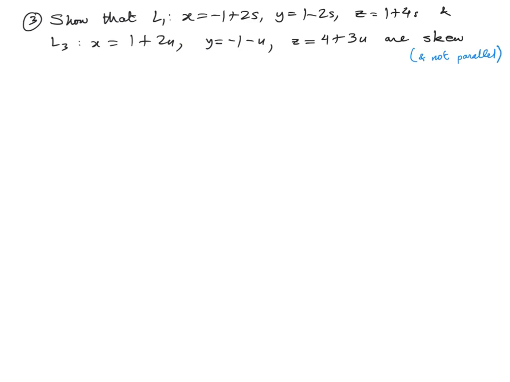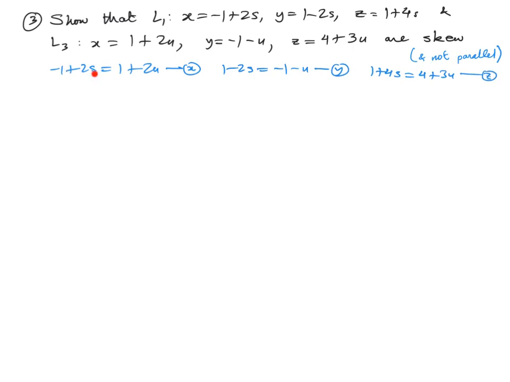So that would mean -1 plus 2s equals 1 plus 2u. That's the x equation. 1 minus 2s equals -1 minus u is the y equation. And then 1 plus 4s equals 4 plus 3u is the z equation. I'm now going to try to solve the system.